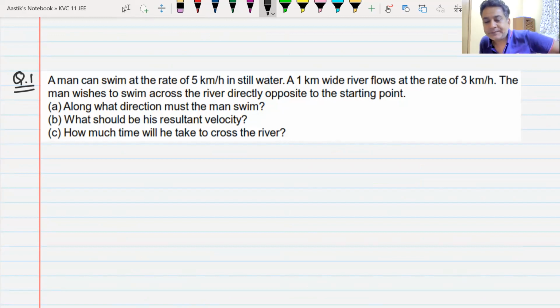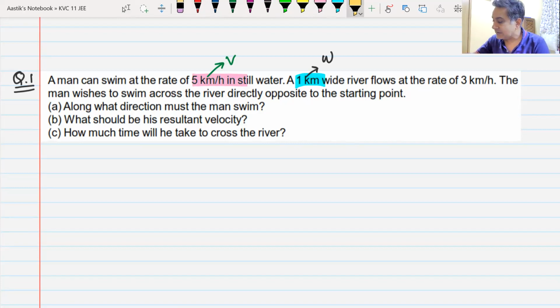A man can swim at the rate of 5 km per hour in still water. So that has to be his V. A 1 kilometer wide river, that means this is definitely the width of the river, W, flows at the rate of 3 kilometer per hour. This is definitely your U. The man wishes to swim across the river directly opposite to the starting point. So you can understand which case this is.